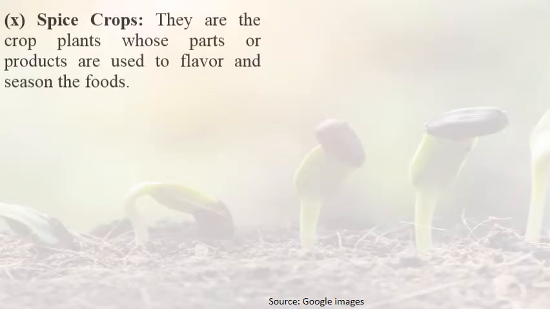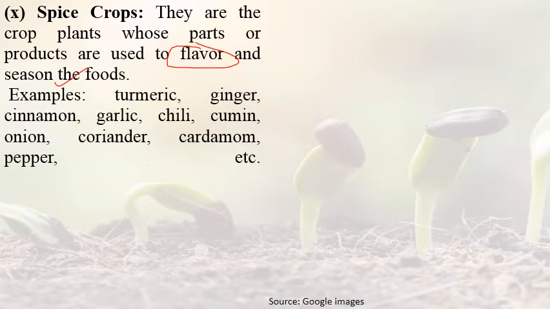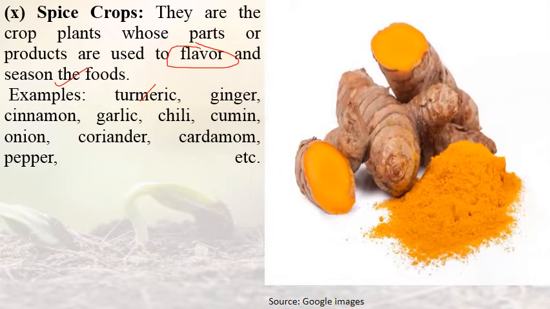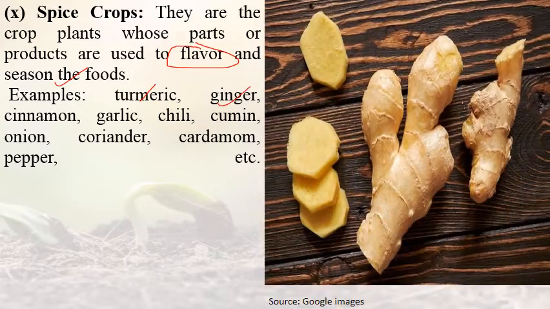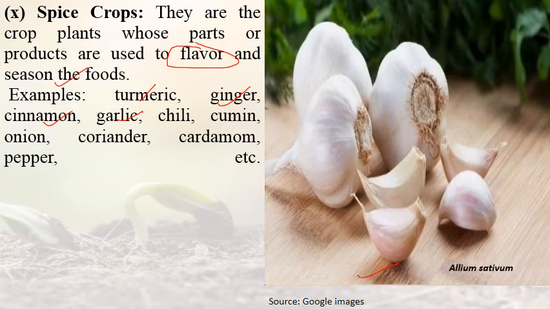Next we have spice crops, in which the plant parts are used to impart flavor and to season the foods. So those plant parts that we use to add a specific flavor or taste, we call spices. Examples are turmeric, that is Curcuma longa. Then we have ginger, that is Zingiber officinale. Then next we have cinnamon, which is Cinnamomum zeylanicum, commonly called dalchini. Then we have garlic, lahsun, which is Allium sativum.